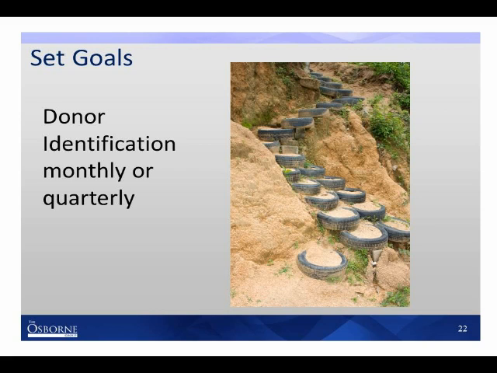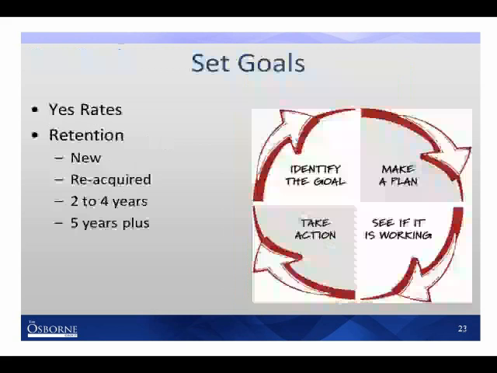So donor identification numbers, monthly or quarterly. I like monthly to get your numbers to where they need to be. So again, your table of gifts helps you set those goals, right? You also want to set goals around yes rates and retention rates. New, reacquired, 2 to 4 years, 5 years plus. Identify the goal, make a plan, test it, fix it, pretty much, right? Very, very disciplined approach. This helps your major gift program really take off, do well.